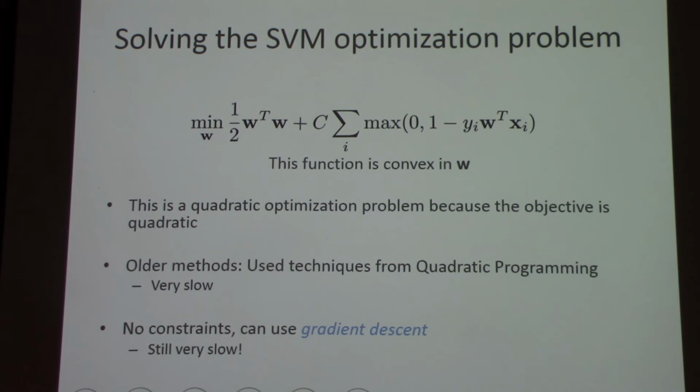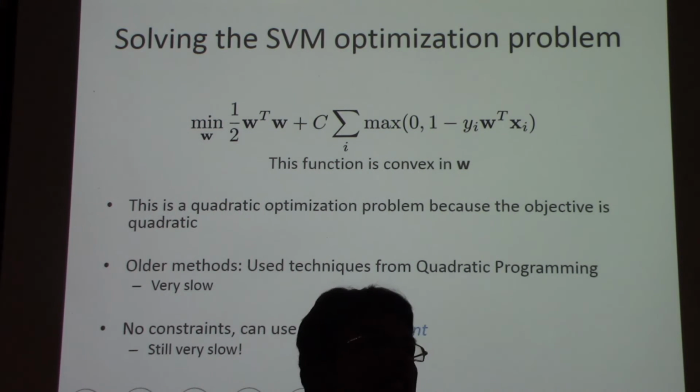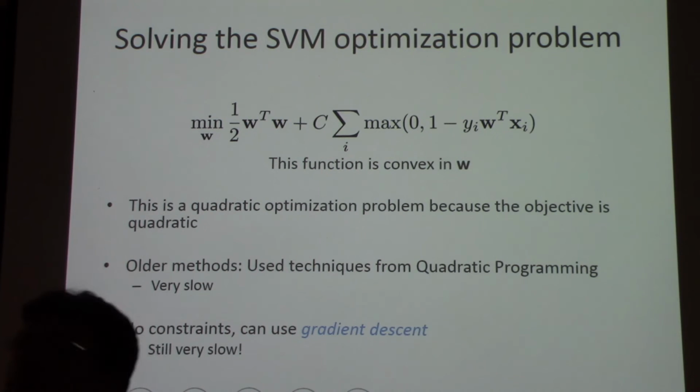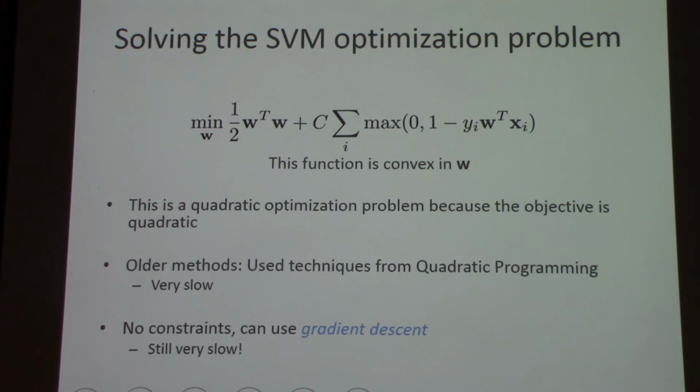So let's analyze the two pieces separately. The first term is W transpose W. W transpose W is just like x squared or W squared. It's W1 squared plus W2 squared and so on. So we know that squares are convex functions. So the first term is convex.